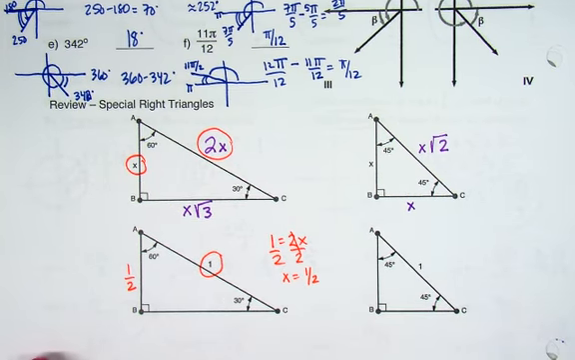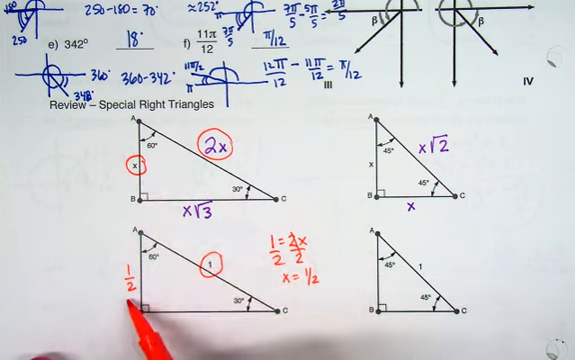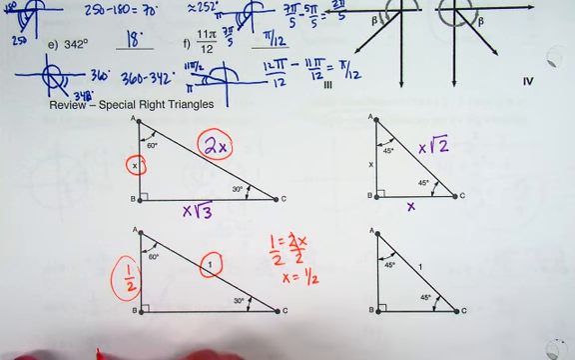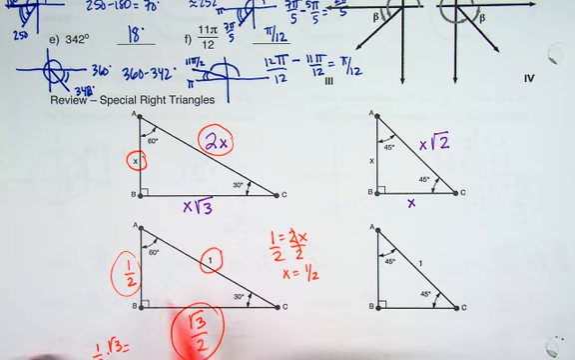Okay? For the next part, x root 3, well, if my x was 1/2, then therefore my x root 3 is just 1/2 times root 3, and that just simplifies to root 3 over 2. So I have one leg of 1/2, one of root 3 over 2.